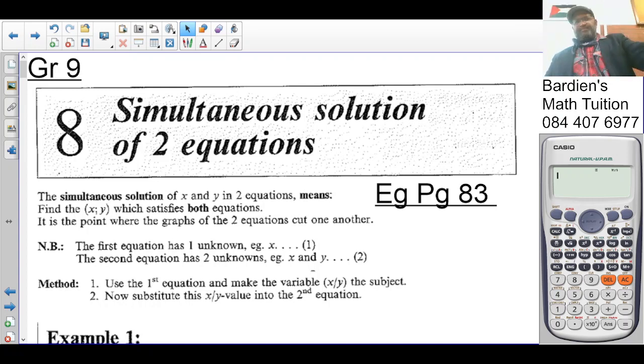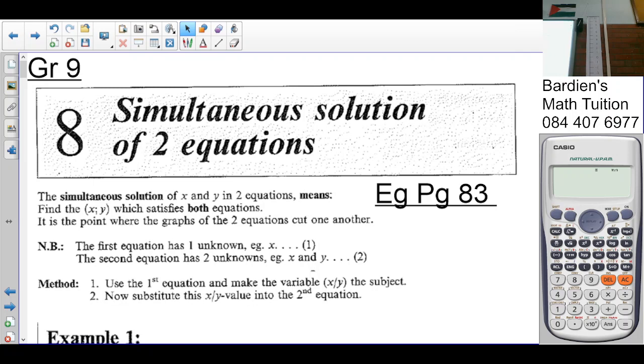Good morning, class. So today we're looking at simultaneous equations. Simultaneous equations are two equations. You can get simultaneous equations of 3 or 4 or so on, but for the high school syllabus, we are looking at simultaneous equations of two equations. We're reading from page 83 of the Study and Master.